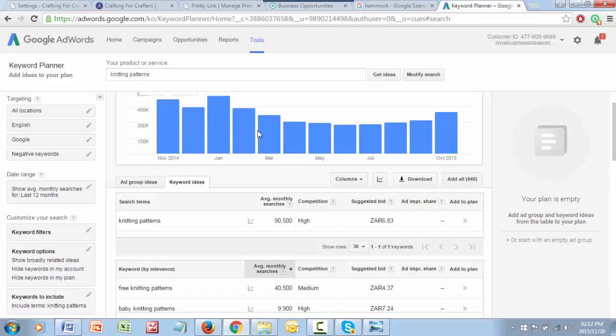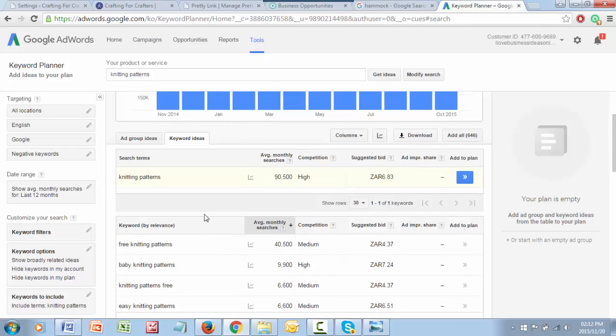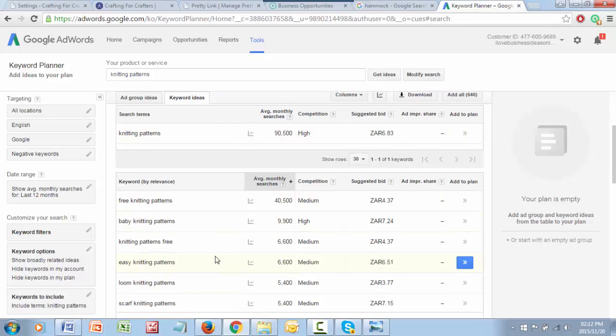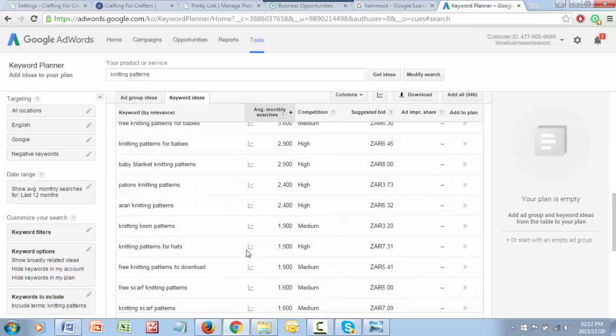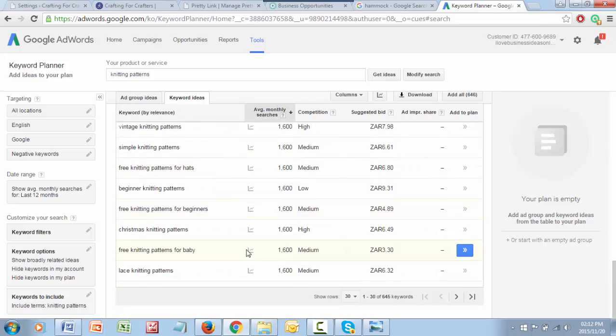The peak is in the European or Northern Hemisphere cold months, which means everybody's sitting in the dark, snowed in and knitting. 90,000 searches for the core keyword, but there's free, baby, knitting, easy, loom, scarf, they're all knitting. It's absolutely brilliant. Look at all those numbers. They add up to a huge amount of potential traffic. And this is all still on the page 1. Wow, to knit with lace must be hard.